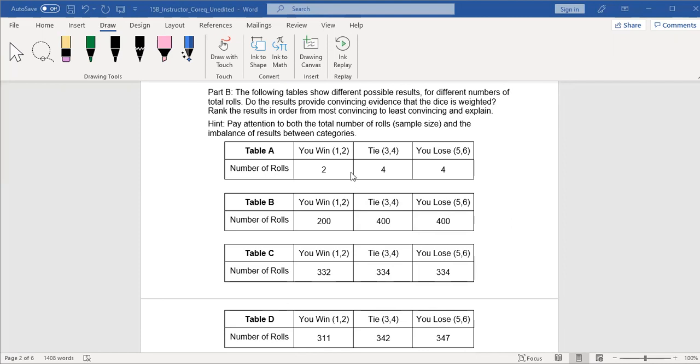Table A has 10 total rolls. B, C, and D have a total of 1,000 rolls. So, do the results provide convincing evidence that the dice is weighted?